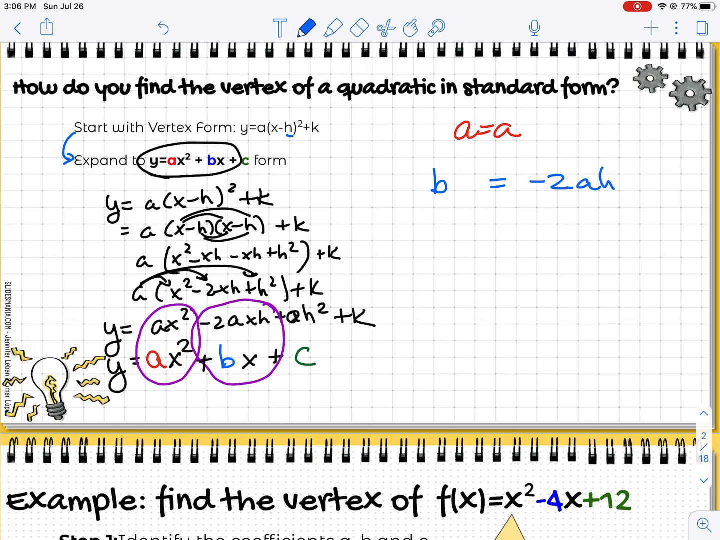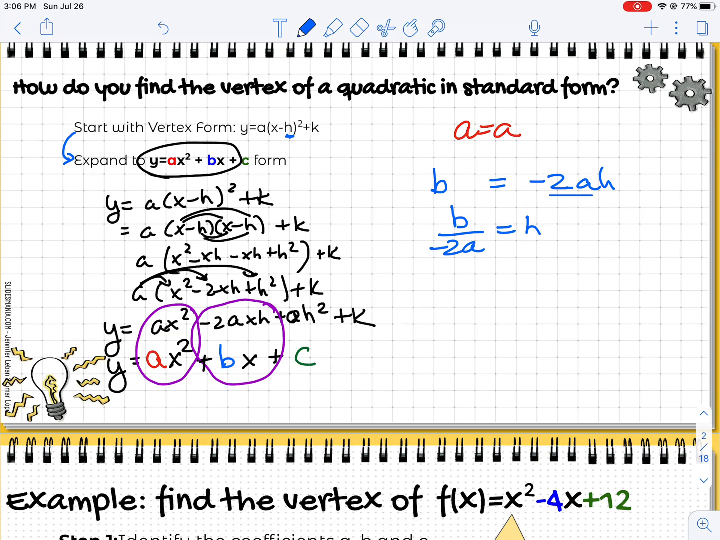We also know in vertex form, h tells us where to go horizontally when we go to plot our vertex. So really I want to take this and solve it for h. That means this negative 2a, I need to divide it to the other side to get h by itself. So I now know the h coordinate of the vertex, or the x value of the vertex, is the same as negative b over 2a.